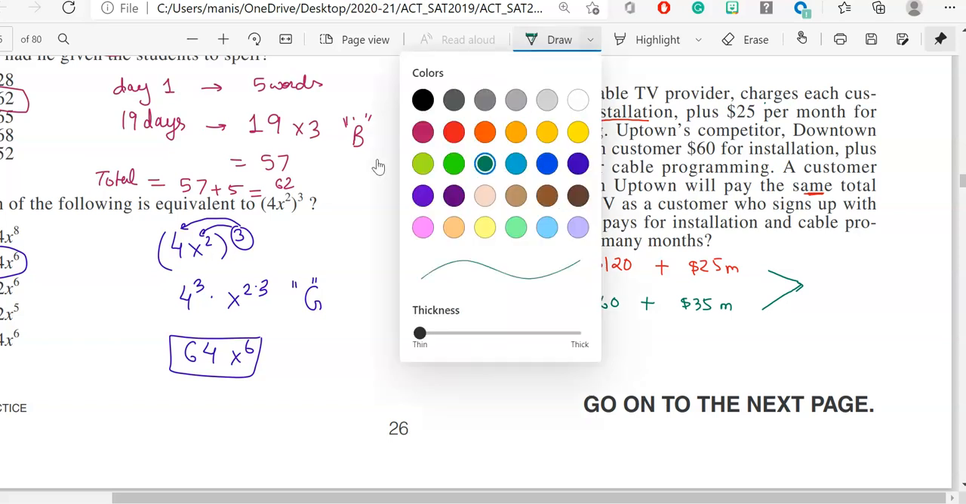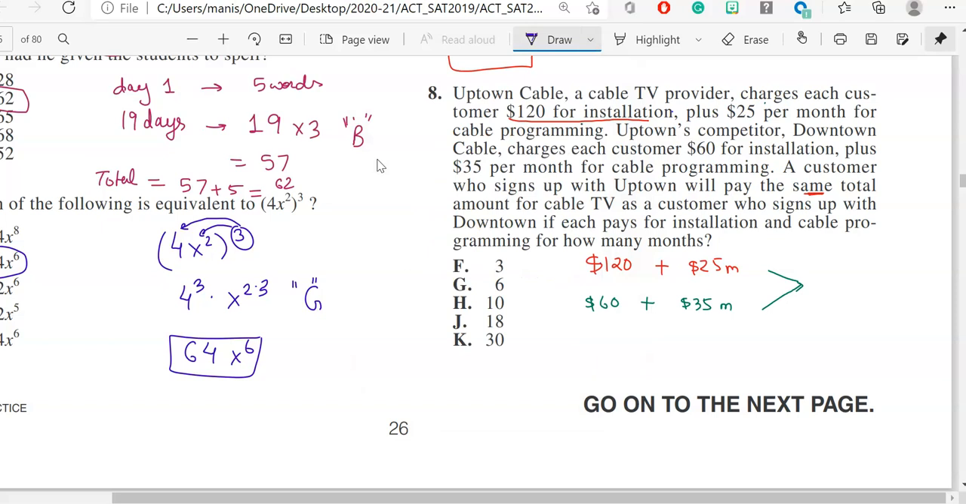In this situation, I can draw a table also, but I will just pick a choice. So randomly, I pick choice G over here. G means number of months is 6. So when I substitute my M as 6, let's see what happens. 120 plus 25 times 6. This is 150, which gives you a total of what? $270. So customers with Uptown pay $270 in 6 months.